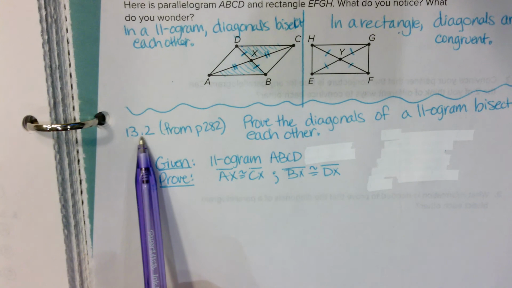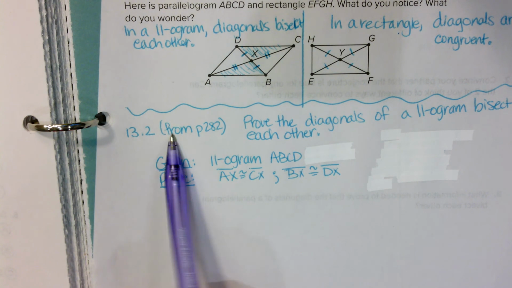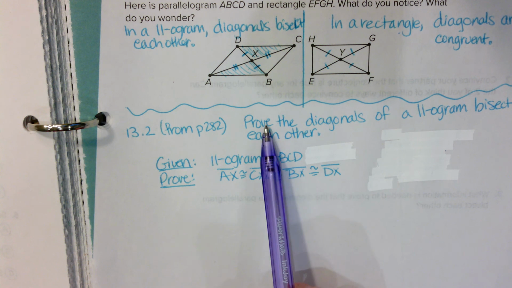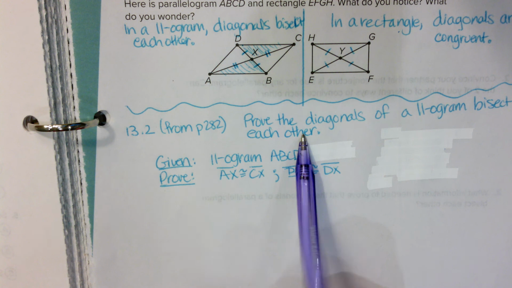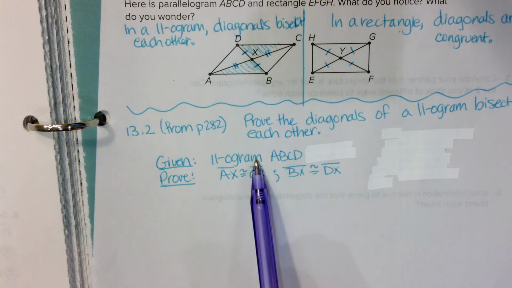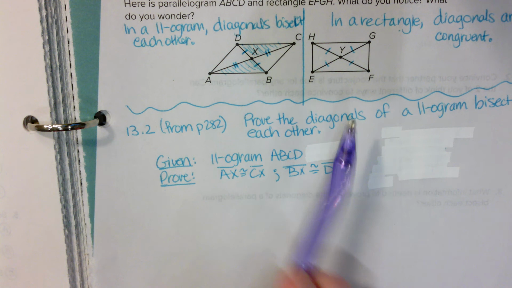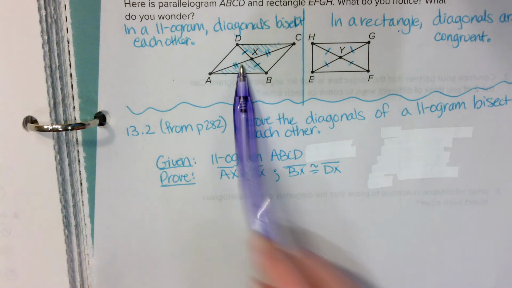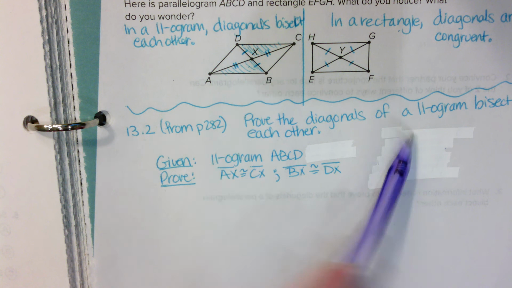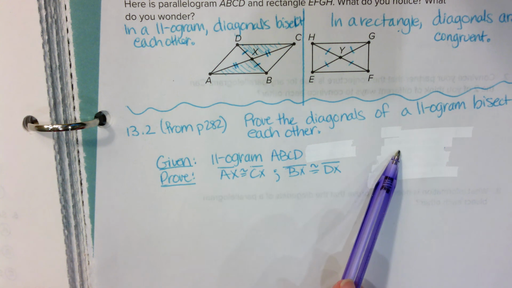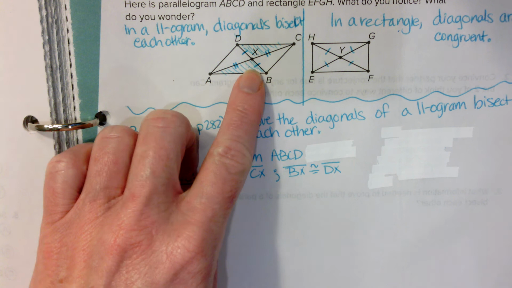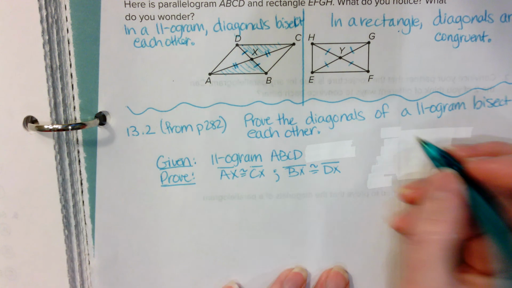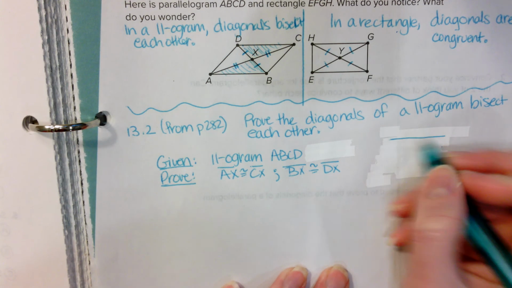Activity 13.2 from page 282: the conjecture was to prove the diagonals of a parallelogram bisect each other. We're going to be given a parallelogram ABCD. I'm going to use the one up above on your page so you're not accidentally looking at the wrong parallelogram. We're going to keep the same letters in the same order. So why don't we sketch this parallelogram? Since I've already marked my diagonals congruent, I can't use that one. That's what I'm trying to prove. I actually don't know that information yet.